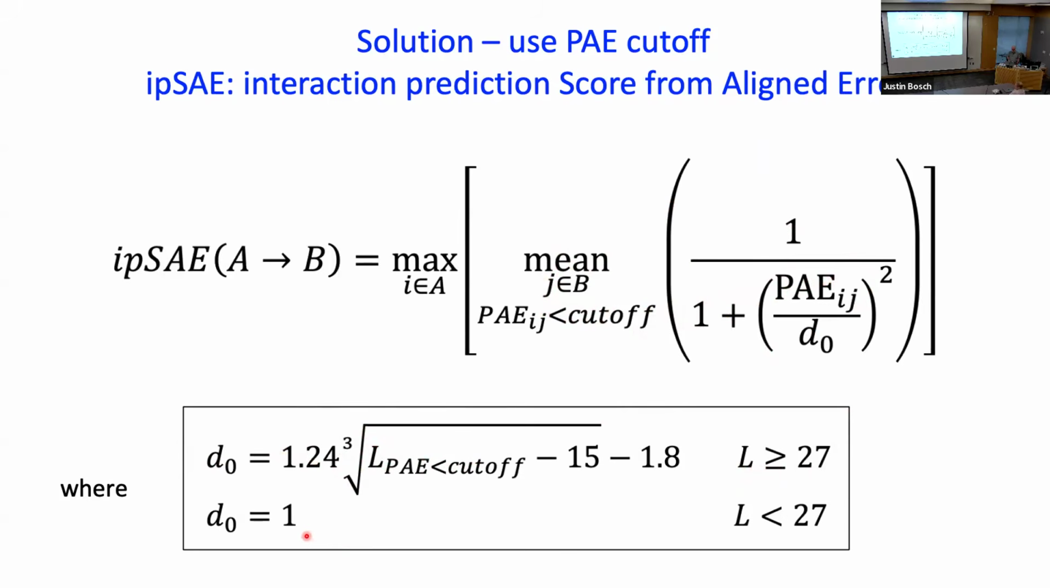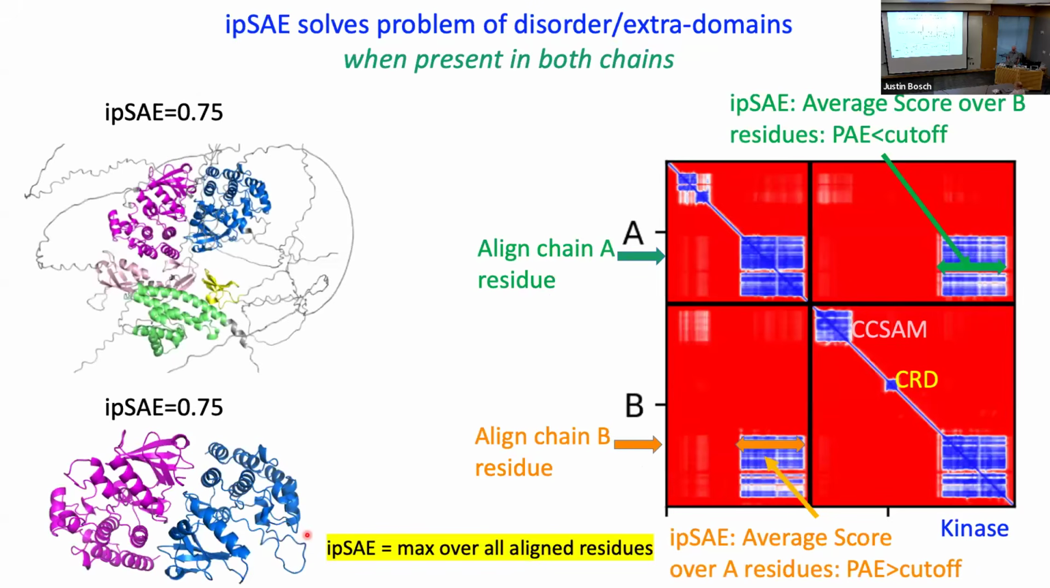So this is called ipSAE, and it's a Latin word. I'll explain that. But the reason it works is more visual. If I align on a residue in chain A and I score chain B, I'm only scoring the blue stuff, this bit over here. Again, if I align on a residue in chain B and score chain A, I'm only calculating a TM-like score on the blue part. And so ipSAE is 0.75 for the full-length proteins and 0.75 for the complex of just the two domains.